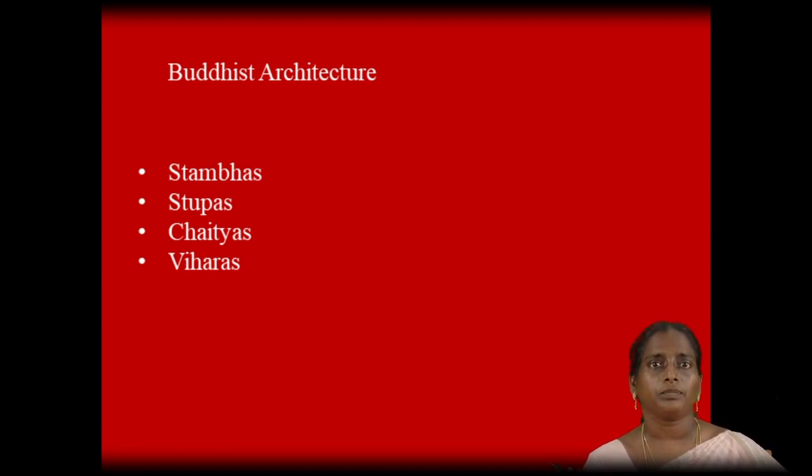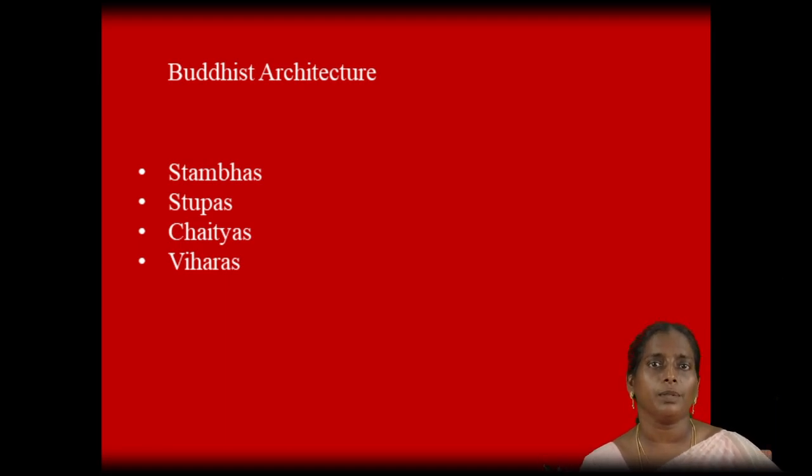Next one is Stupas. What are Stupas? Stupas are burial mounds, hemispherical mounds of the dead person, particularly the relics of the Buddhist monks. And the next one is Chaityas. What is meant by Chaityas? Chaityas are the prayer halls or worshipping places of the Buddhist monks. Next one is Viharas. Viharas are the dwelling places, residential places of Buddhist monks.